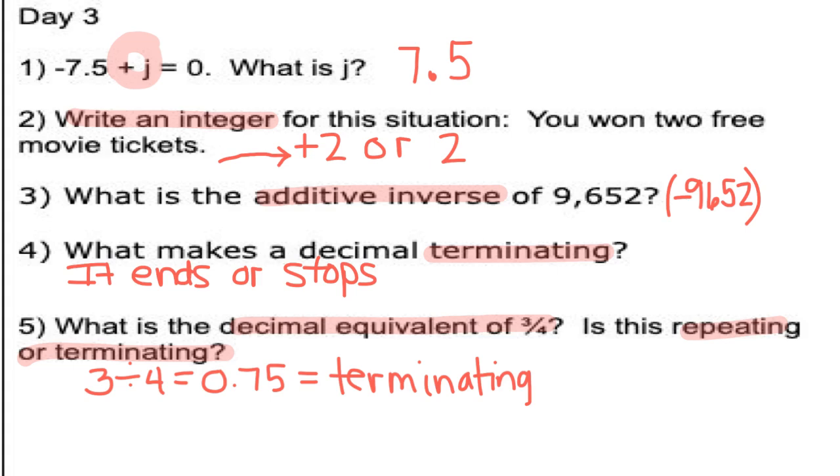Number 3, an additive inverse is the opposite. Remember, we're going to use parentheses around our negative number to show it is a negative sign and not a subtraction sign. Number 4, a terminating decimal either ends or stops. And number 5, to change to a decimal, we would divide. 3 divided by 4 is 0 and 75/100ths. Because that decimal stops, it is terminating.